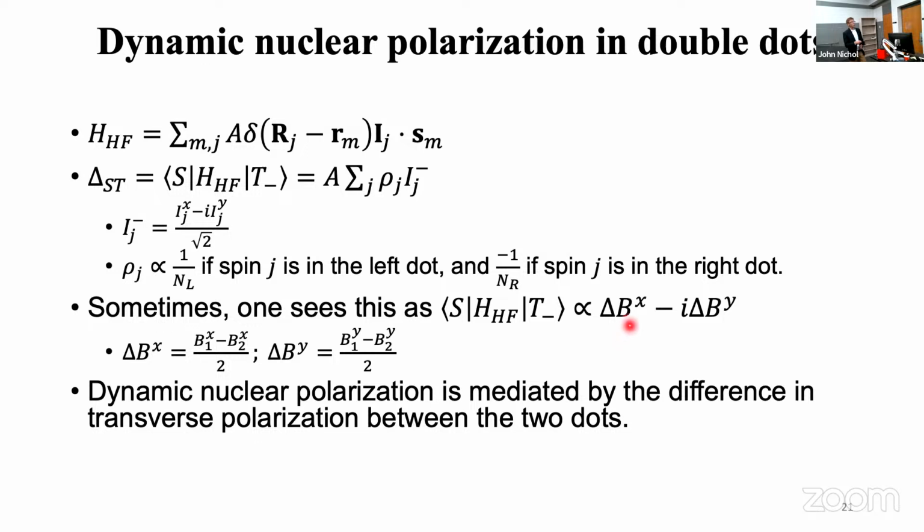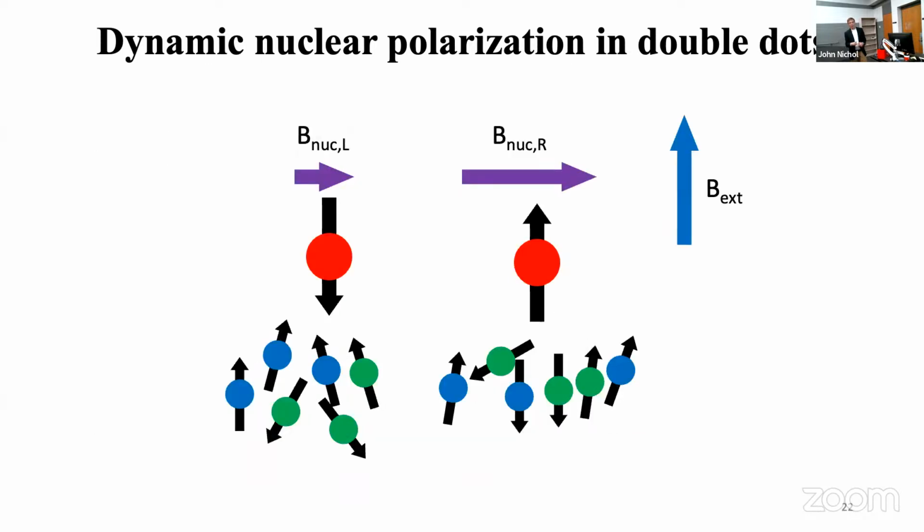Okay, so dynamic nuclear polarization in the system is mediated by the difference in transverse nuclear polarization between the two dots. Here's kind of the cartoon picture for why this is the case. Let's suppose I have two electrons. Here's one and here's the other, and they're in an external magnetic field. Let's suppose that each of these electrons is coupled to its own nuclear spin ensemble like this. And let's suppose that each nuclear spin ensemble exerts a transverse magnetic field on the electron spin. So this transverse magnetic field here, if you like, is what we need to create transitions of the electronic spin states.